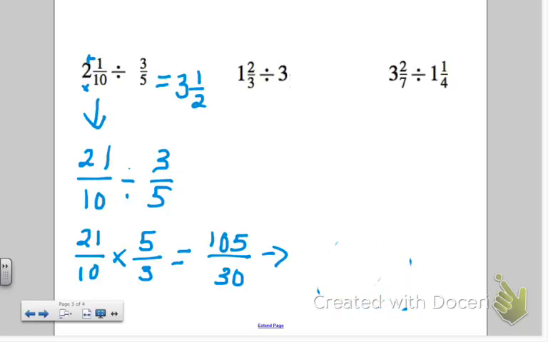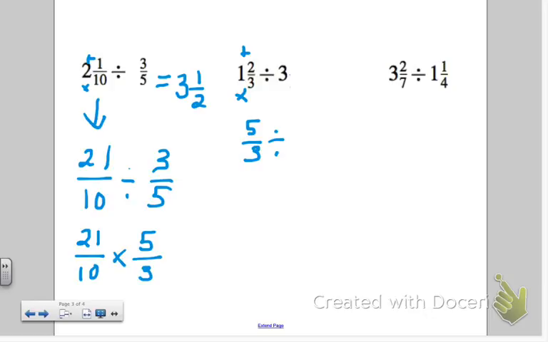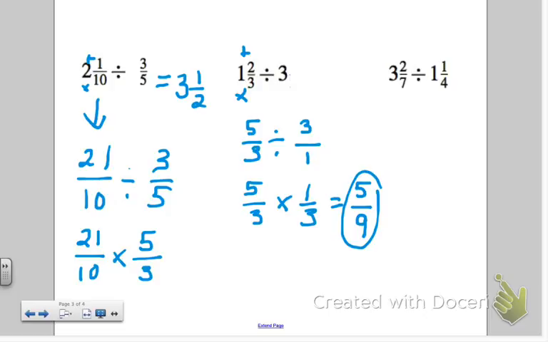Alright, I'm going to make some space here for my next problem. Now I have 1 and 2/3 divided by 3. Again, mixed numbers need to be turned into improper fractions first, so that's going to give me 5/3. And of course, the whole number needs to be put over 1. So now I have 5/3 divided by 3 over 1. Now I'm going to multiply the reciprocal. So I'm going to flip the second fraction. Now I can multiply my numerators, 5 times 1, which is 5. I can multiply my denominators, 3 times 3, which is 9. And that's it, 5/9.